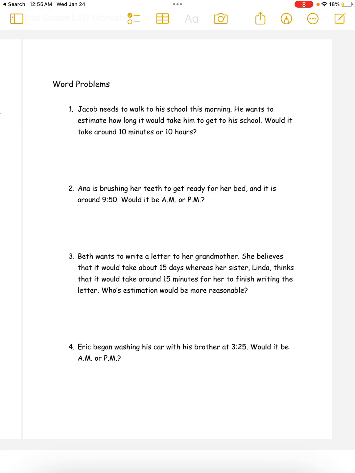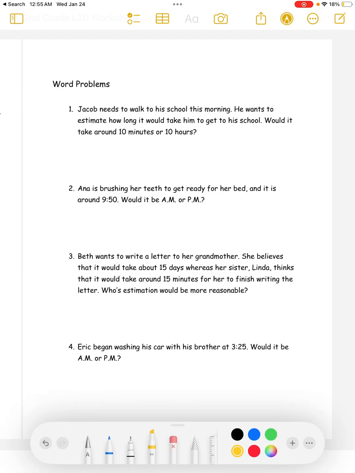Now the last page, word problems. Number 1, Jacob needs to walk to his school this morning. He wants to estimate how long it will take him to get to his school. Would it take around 10 minutes or 10 hours? Again, we're just guessing a reasonable amount for certain situations. A reasonable amount would not be 10 hours. A reasonable amount to walk from home to school would be 10 minutes.